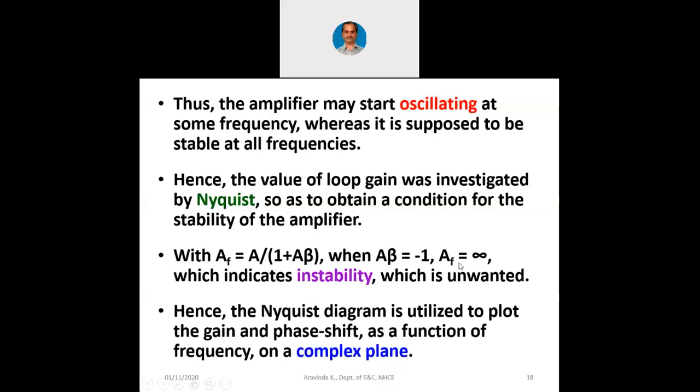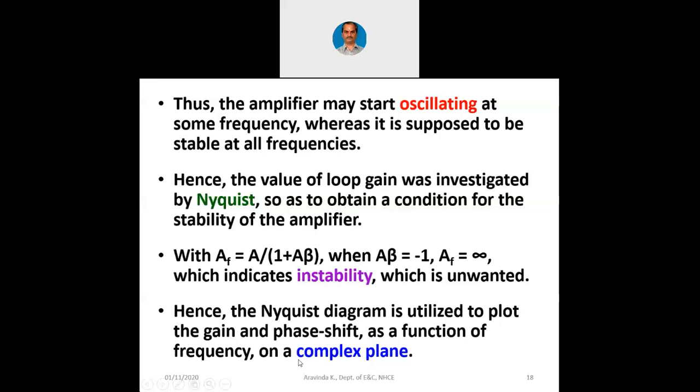Hence, the Nyquist diagram is utilized to plot the gain and phase shift as a function of frequency on a complex plane. See, Nyquist plotted two curves now. One is a gain curve and one a phase curve. Till now we have been interested only in the gain curve. Nyquist worked on the phase curve so as to have an idea about the stability of the amplifier. So this is gain as a function of frequency and phase shift as a function of frequency on a complex plane.